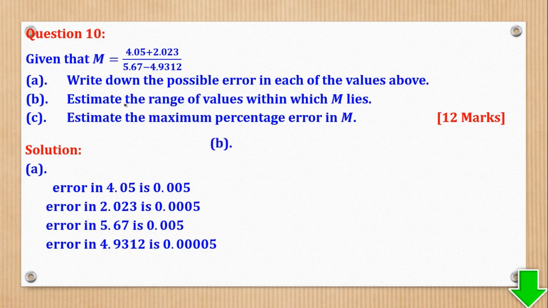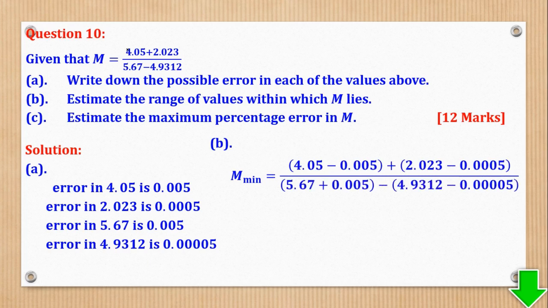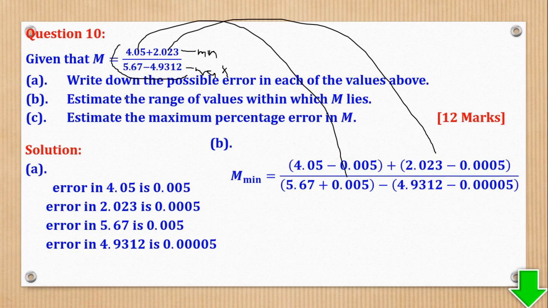Then part B, estimate the range of values within which M lies. So here it means you have to get the maximum value and also the minimum value of M. Let's begin with the minimum value. For the whole of this to be minimum, the numerator must be minimum and the denominator must be maximum. To get this minimum of addition, it means that this one has to be minimum and this one has to be minimum. But for the denominator, to get the maximum of subtraction, the first one has to be maximum, but the second one should be minimum.